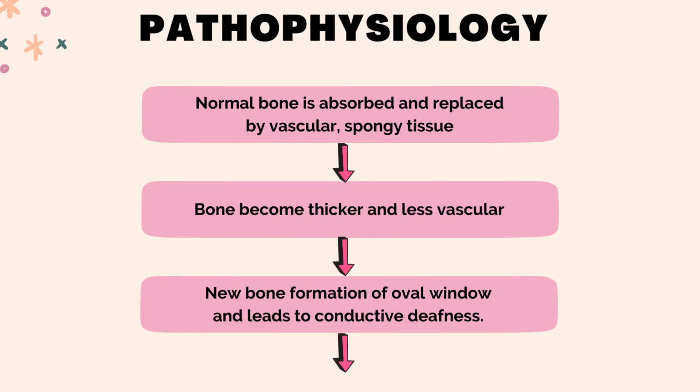All right, so now let's go to pathophysiology. Now, bony changes vary according to the duration of the disease. So, first, the normal bone is absorbed and replaced by vascular, spongy osteoid tissue enriched with blood vessels. Then, later on, the bone becomes thicker and less vascular. Then, new bone formation takes place at the annular ligament of the oval window, fixing the stapes and leading to conductive deafness.